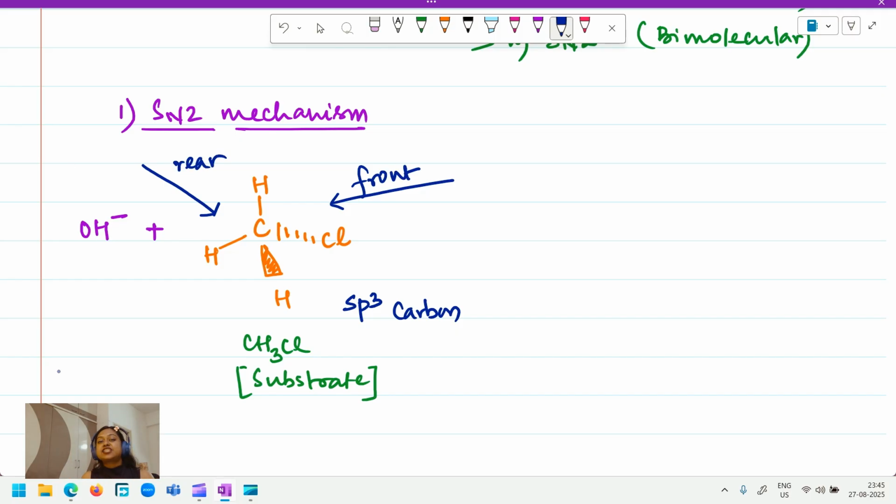Now, which side attack is more likely? Can the OH minus approach from the side where chlorine is already present or from a side where chlorine is farther away? Yes, it would attack from the farther side. One beautiful point is steric hindrance. One more point is that since halogens are electronegative, they would have electron density more on them compared to the carbon. So there would be electronic repulsions from the negative charge on the nucleophile as well as the extended electron density on the halogen atom. Get the point? So front side attack is prohibited. Only rear attack is permissible.